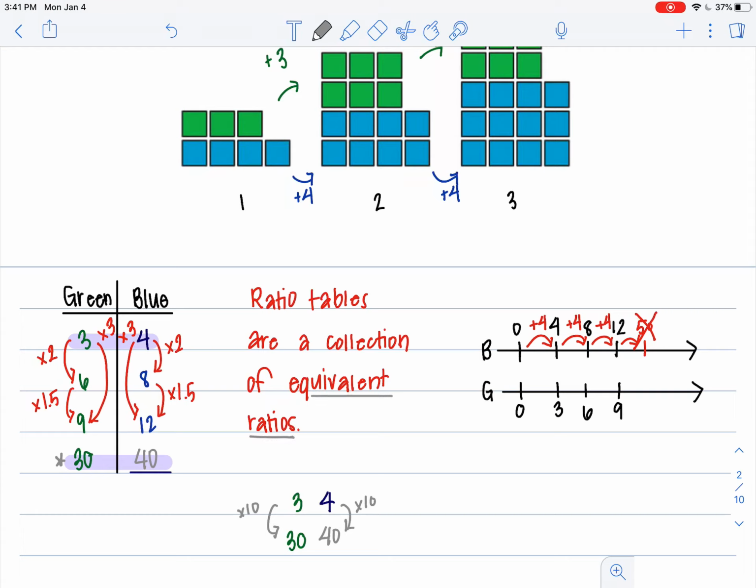In other words, we do not need to skip count in ratio tables as long as our entries are all equivalent to each other.